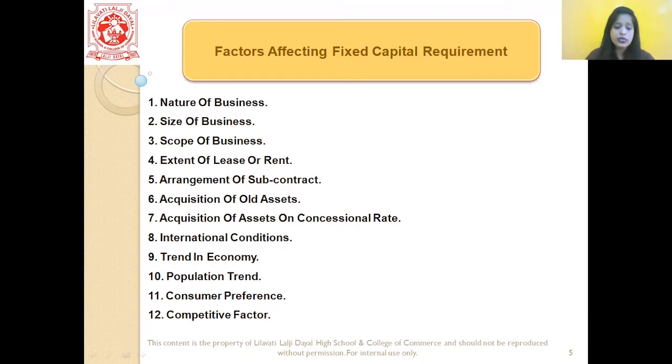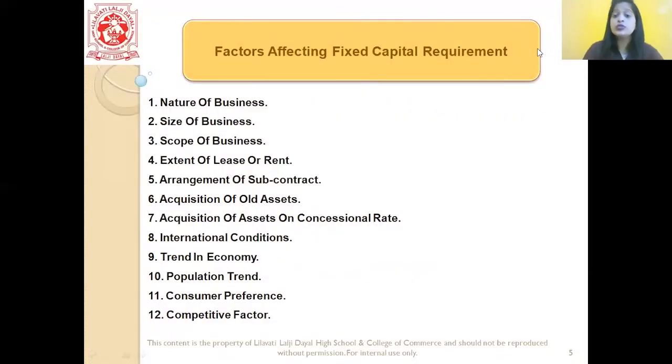Next one, students, is trends in economy. The economy keeps on changing. There are different trends in economy. It will keep on changing all the time, every time. So if the economy is bringing a very uncertain change, that time again you will require more amount of fixed capital.